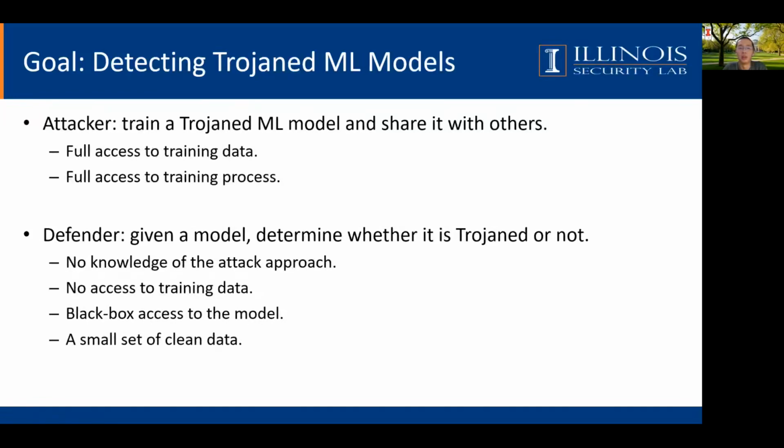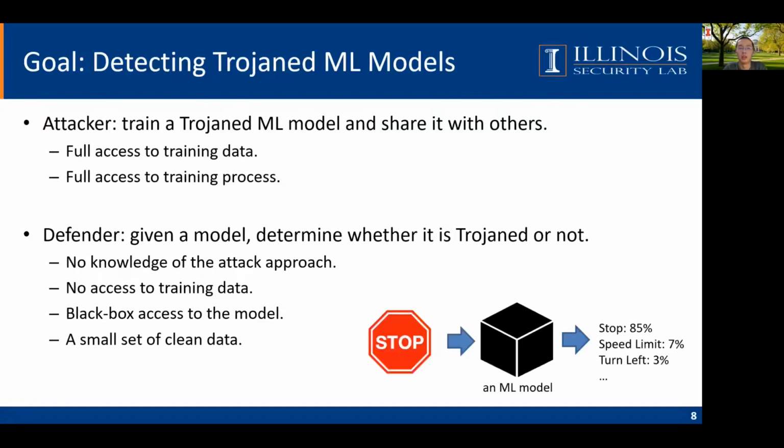We assume that we do not know the attack approach nor the training data, and we only have black box access to the model, which means that we can only query the model and get the confidence score of the prediction. We do assume that we need a small set of clean data, which follows the same distribution of the training set of given model. This setting is also assumed in other Trojan detection.